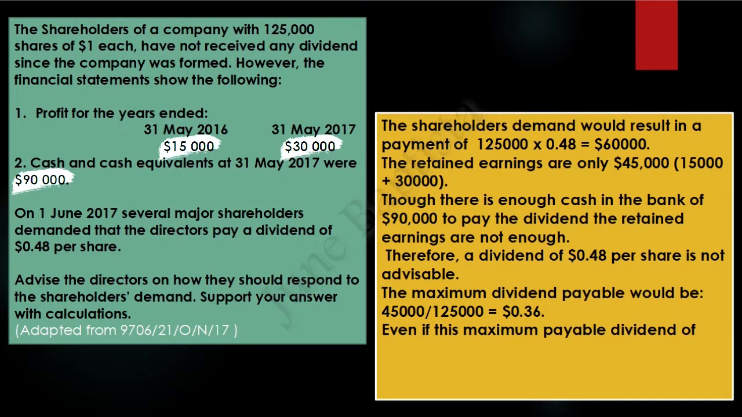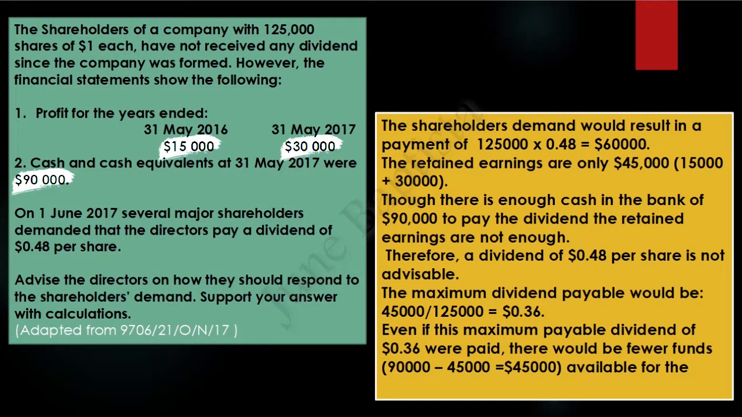Even if this maximum payable dividend of 36 cents were paid, there would be fewer funds, that is 90,000 minus 45,000, which will be paid out as dividend, to just give a remainder of 45,000 available for the future. This is not advisable.